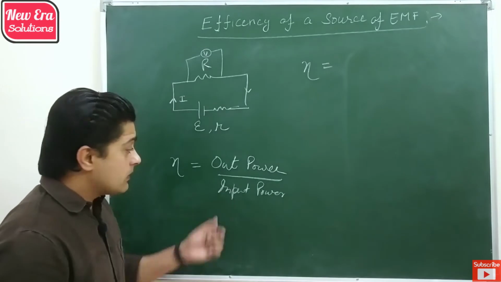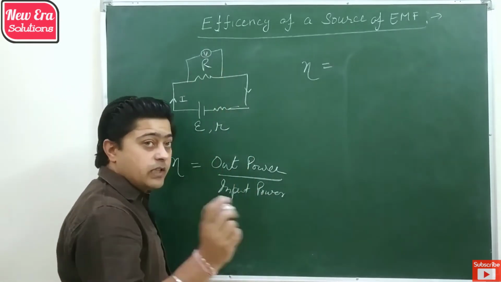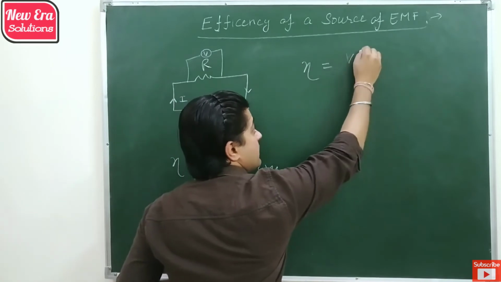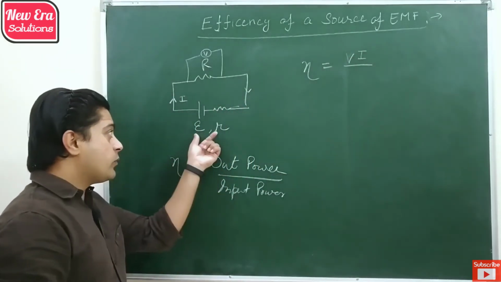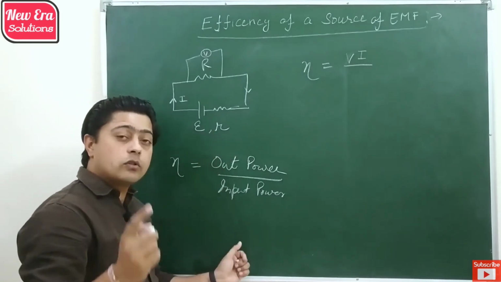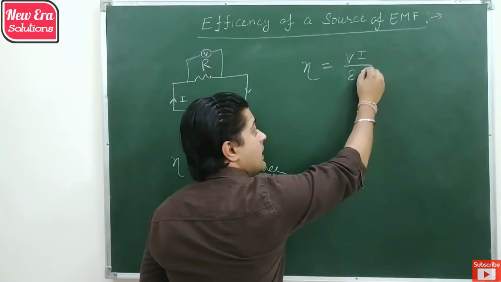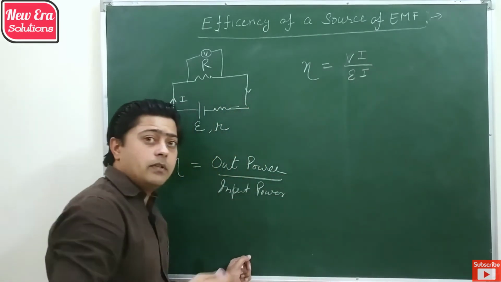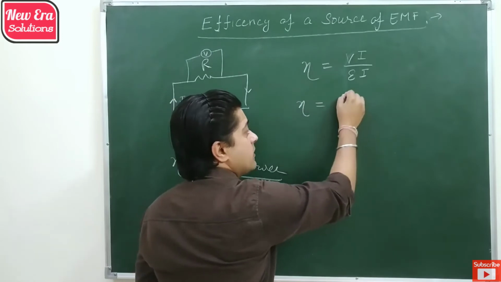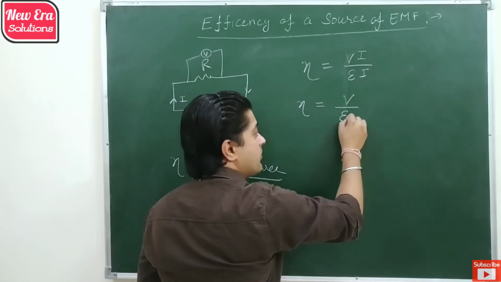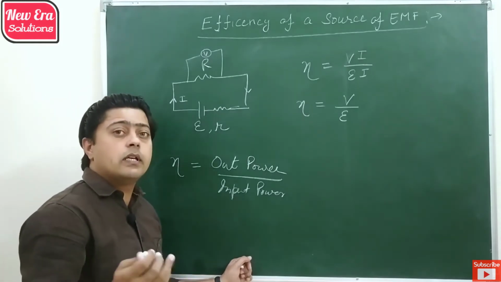The output power is due to the external potential difference, which is known as the terminal potential difference, that is V into I, and the input power is due to the total potential, which is known as EMF, that is E into I. As the current is the same inside or outside the cell, I cancels out and the efficiency is equal to the external potential upon the internal potential, or you can say terminal potential upon EMF.